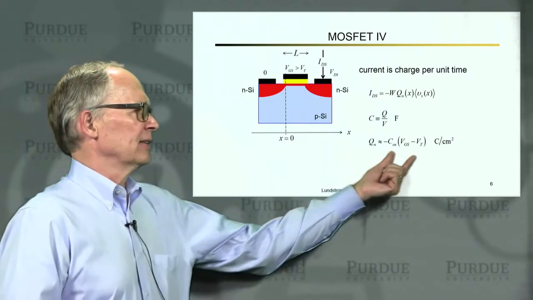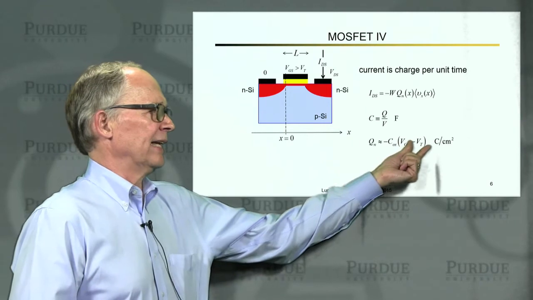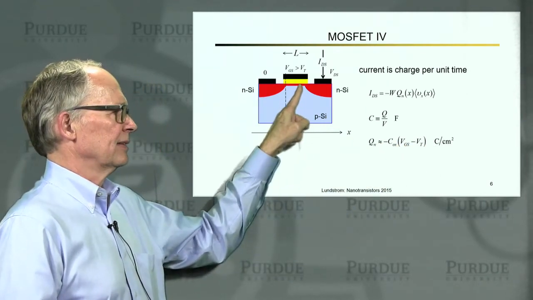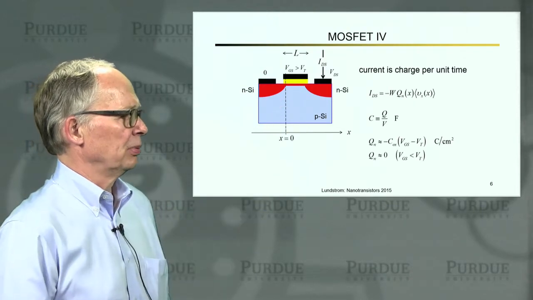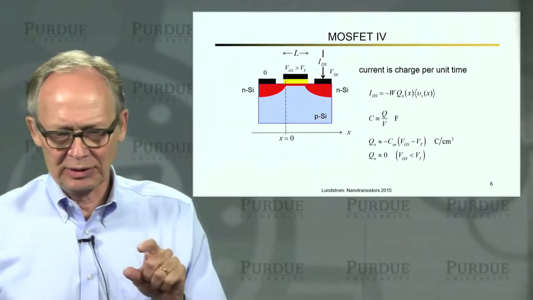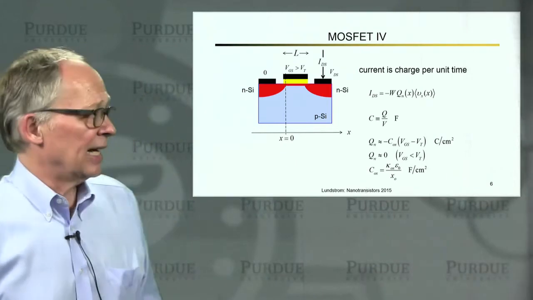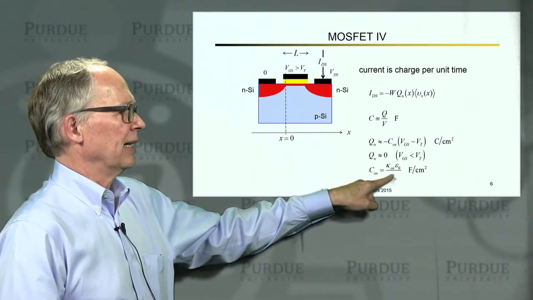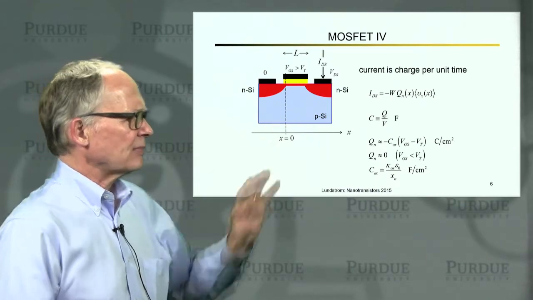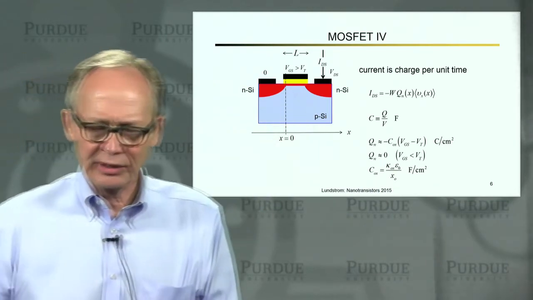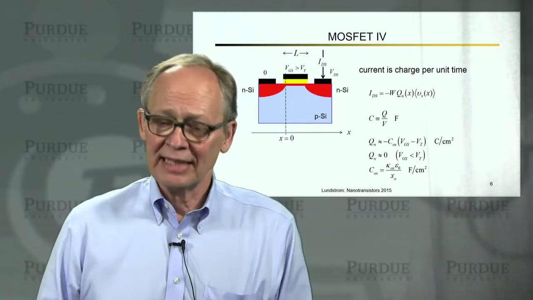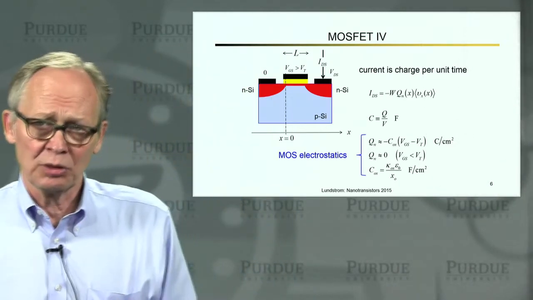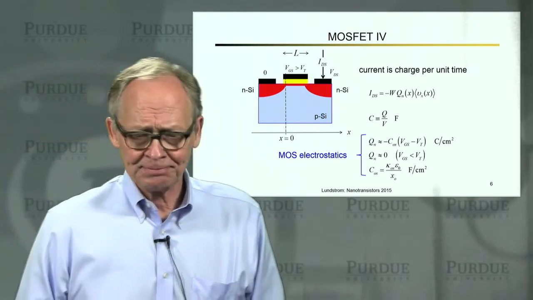So really what matters is how much above threshold is the gate voltage, and the capacitance there is just the capacitance related to this parallel plate capacitor given by the gate oxide. So that capacitance is dielectric constant of the oxide divided by thickness of the oxide here. So we're going to assume that charge is related to gate voltage through this simple relation. And as I said, we're going to talk about that quite a bit more later on in Unit 2 when we talk about MOS electrostatics.